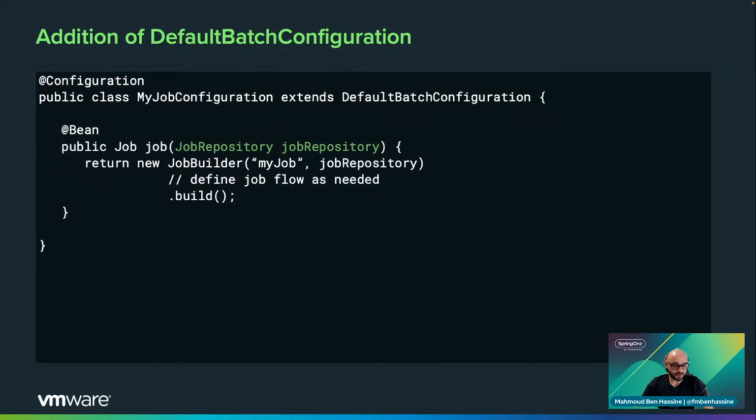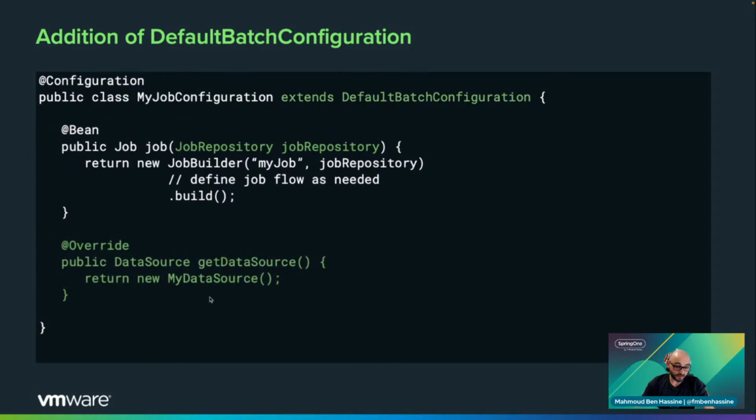And now, since we are in a programmatic approach, if I want to override something, let's say the data source, I can override the method and write the code I want here to customize the configuration of my data source. So this is the programmatic counterpart of EnableBatchProcessing.